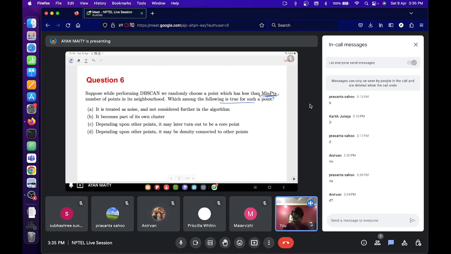One participant says D, which is depending upon other points, it may be density connected to other points. Okay. Any other answers?